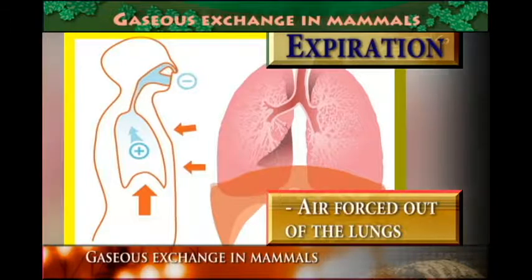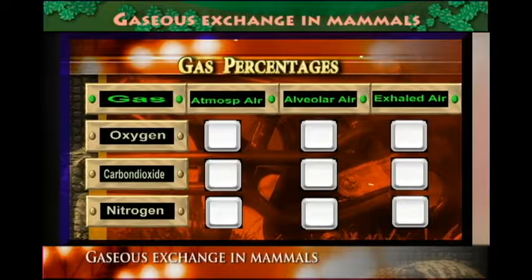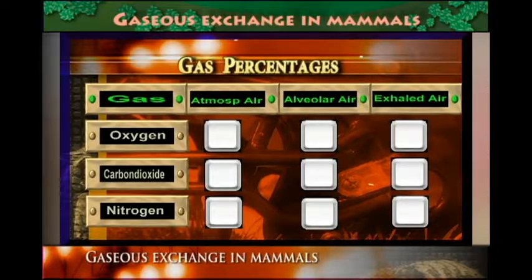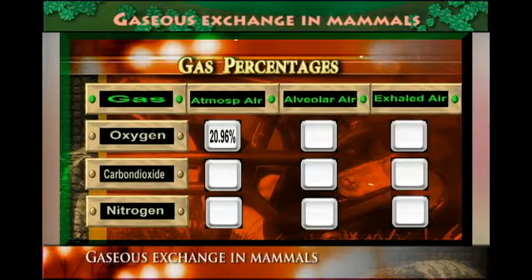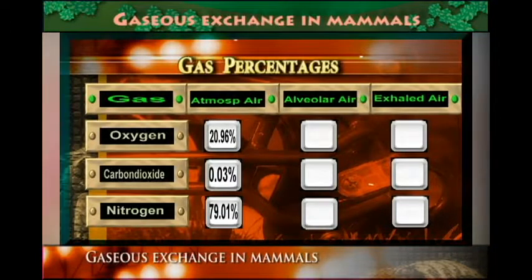Now, when we look at the gases, oxygen, carbon dioxide, and nitrogen, in the atmosphere we have oxygen 20.96%, carbon dioxide 0.03%, and nitrogen 79.1%.